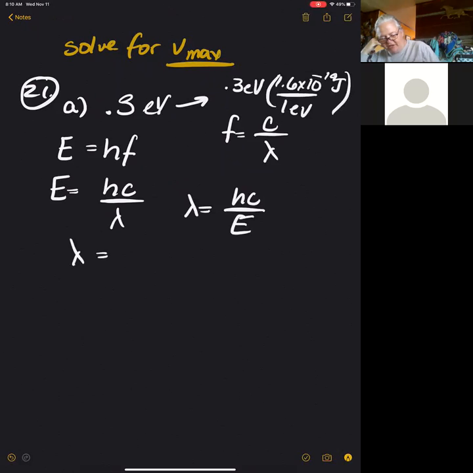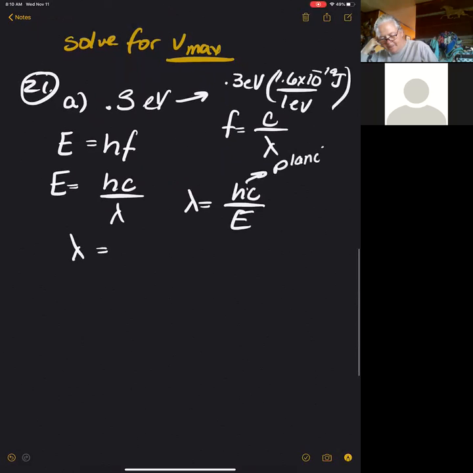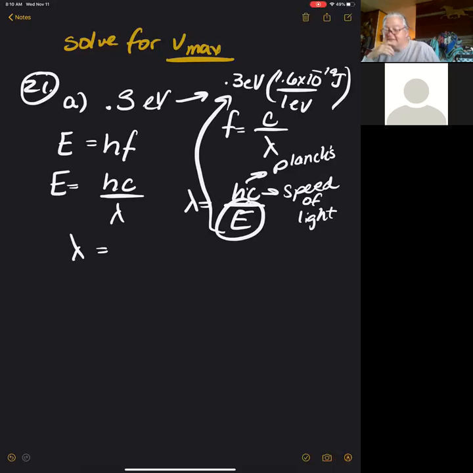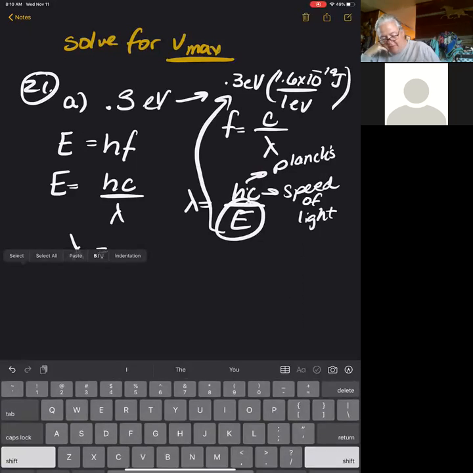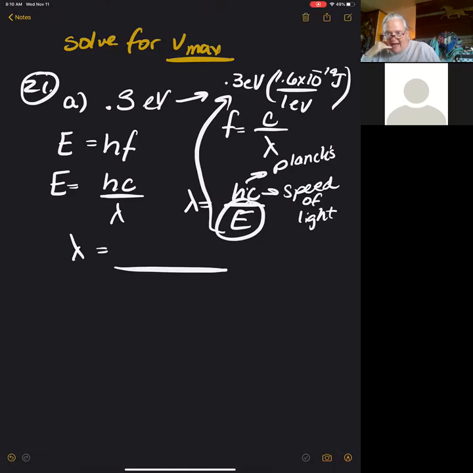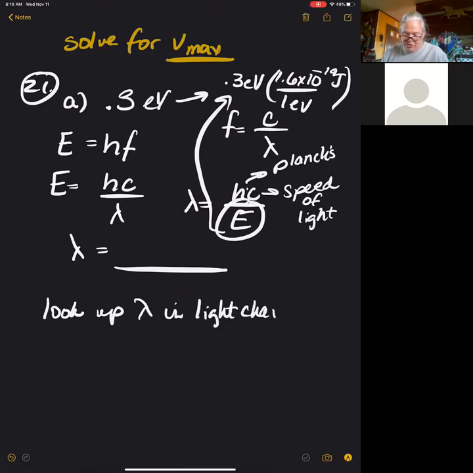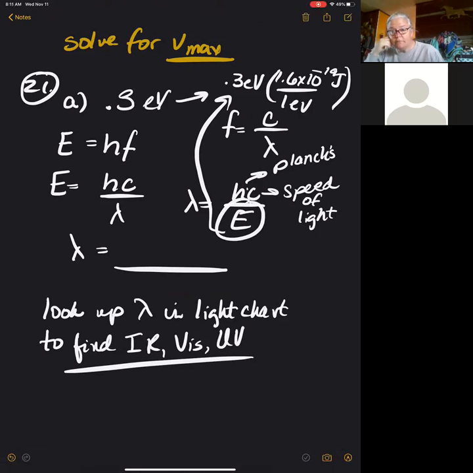And I know all this stuff. I know h is Planck's constant. I know this is the speed of light, which I look up. And I know E is this thing right here, whatever that is converted to joules. So I'm going to solve for lambda. Then I'm going to go back to my chapter on light and look up where that number falls, to figure out if it falls in the infrared, the visible, or the ultraviolet. So once I have lambda, I can go to that light chart and figure it out. That's in the chapter that we just got through having the test on.